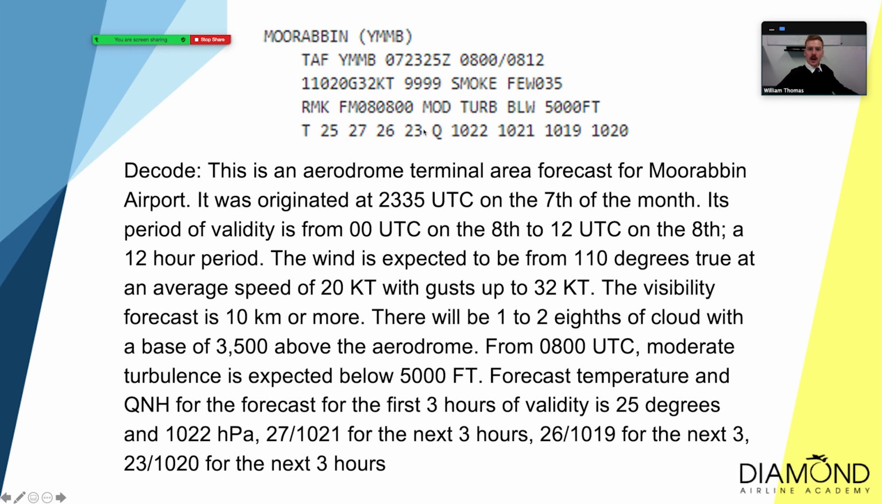Same principle with our QNHs. So the start of the validity period, midnight UTC, forecast QNH 1022 hectopascals, 3 a.m. 1021 hectopascals, 6 a.m. 1019 hectopascals, and 9 a.m. 1020 hectopascals.